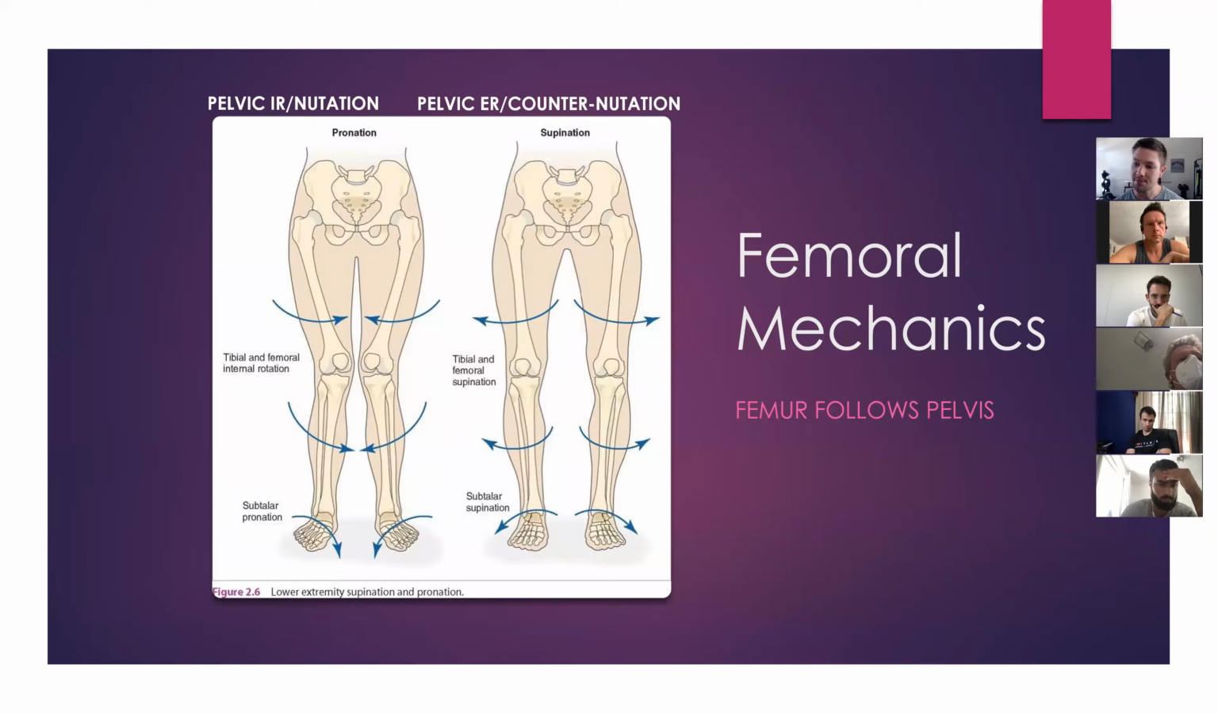On the opposite end of that spectrum, we have external rotation, pelvic counternutation of the sacrum. That's going to lead to external rotation of the leg and supination of the feet. Usually these things go together. In gait, running, all this stuff, these things usually happen together.